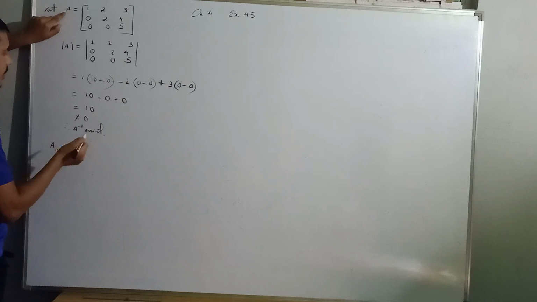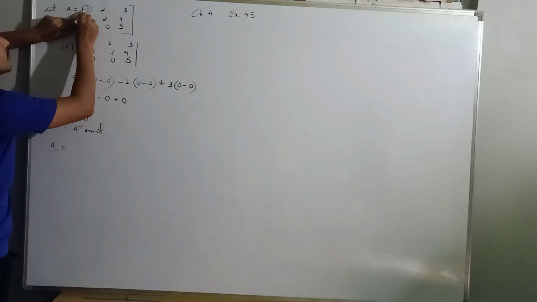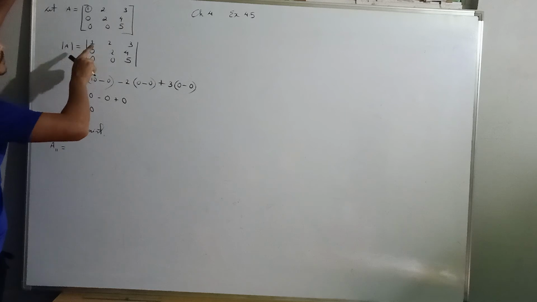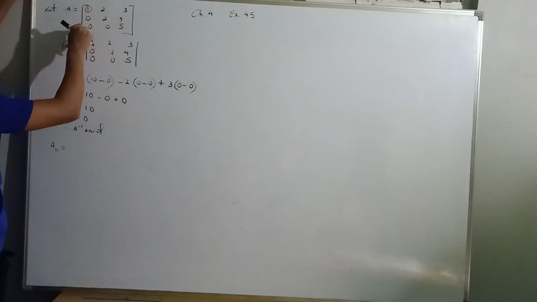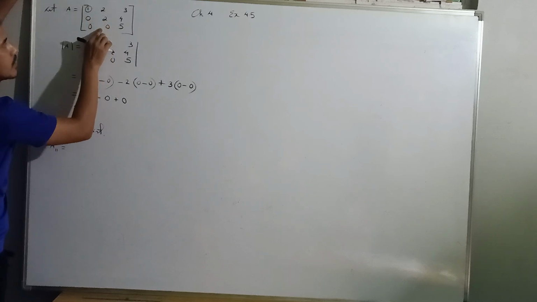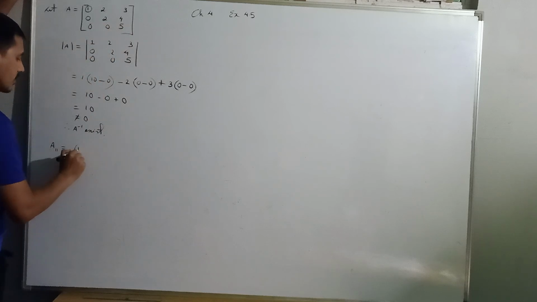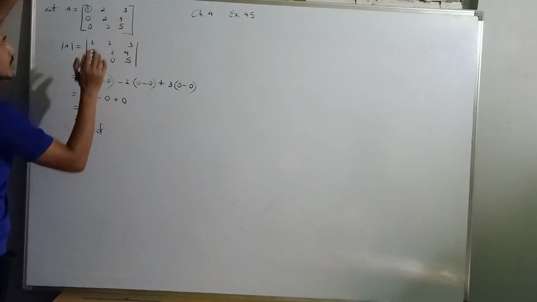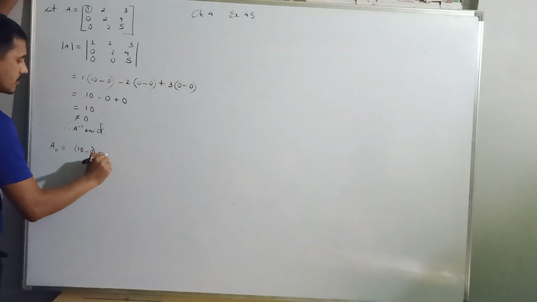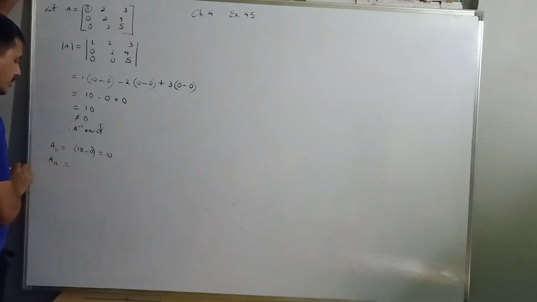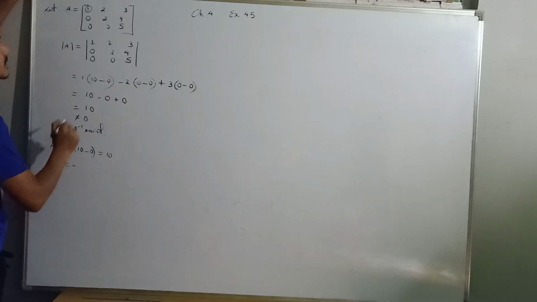A11 will be minus 1 to the power 1 plus 1, so positive. And then we write the minor of this element: the determinant obtained by neglecting the row and column that this element belongs to, right? 2, 5 times is 10, minus 0, 4 times is 0, so 10. A12: 1 plus 2, 3, minus 1 to the power 3 is minus.